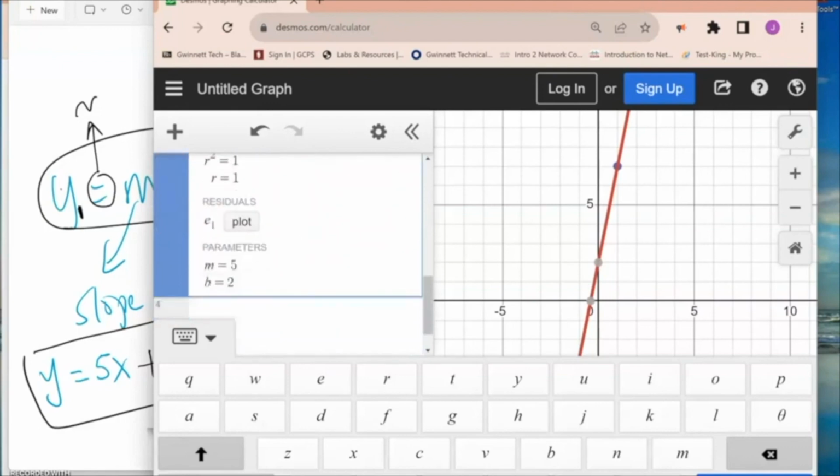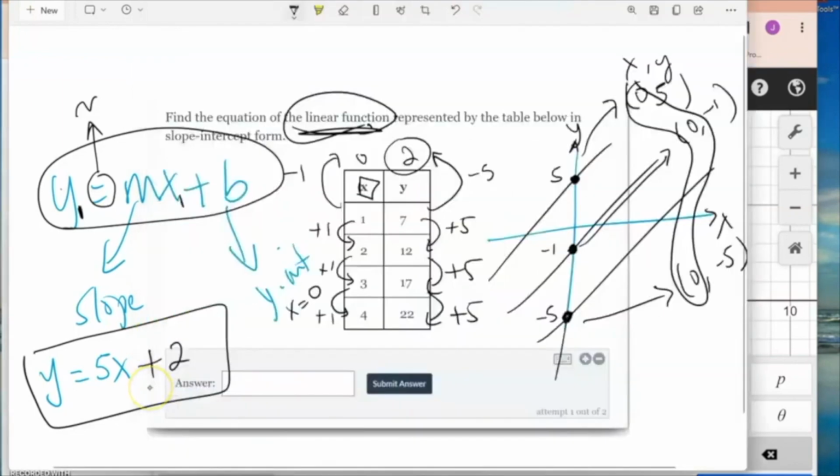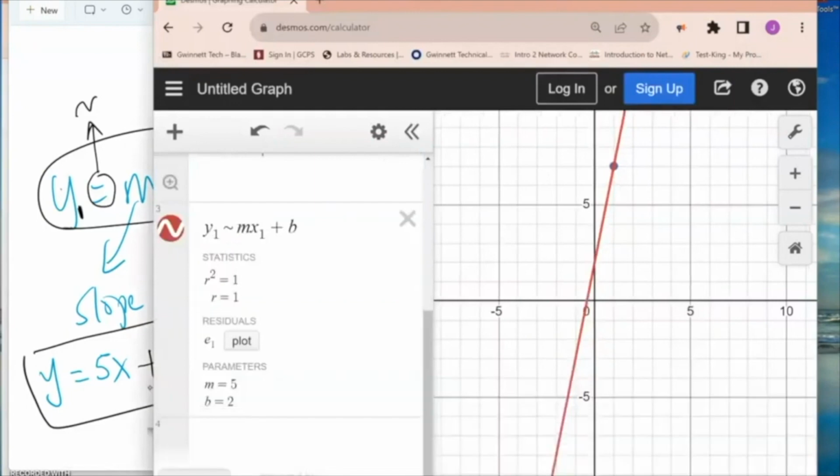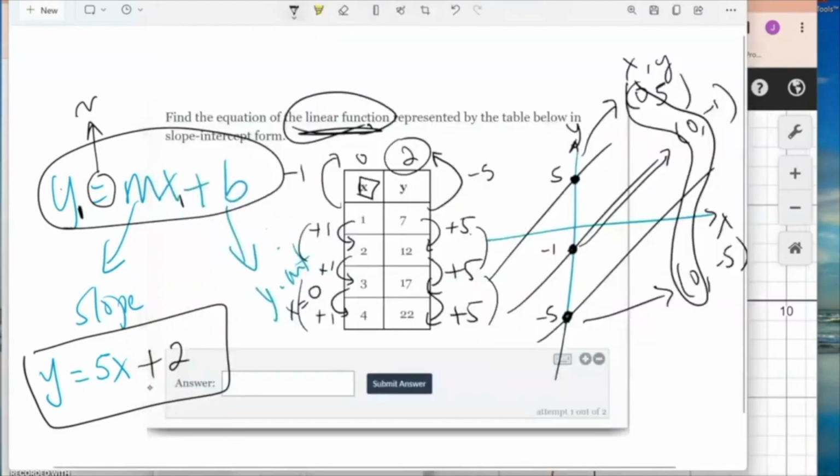And it's going to give you what your slope is, which is 5, which makes sense. And your y-intercept was 2. So if the table is not as easy as this, in other words, it's not changing constantly on both sides, then go ahead and just put it in the calculator and see what it is. All right, so that will be my answer, y equals 5x plus 2.